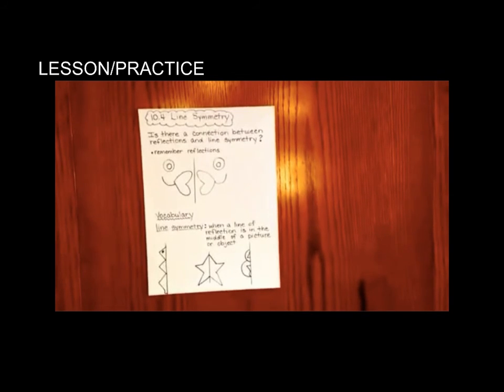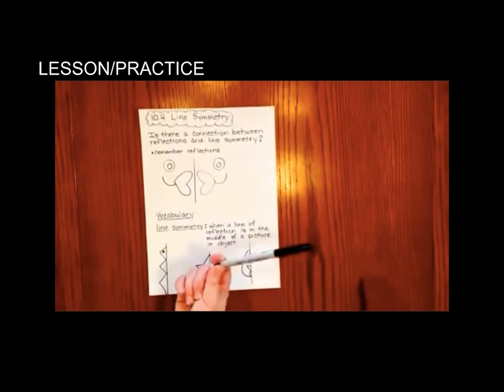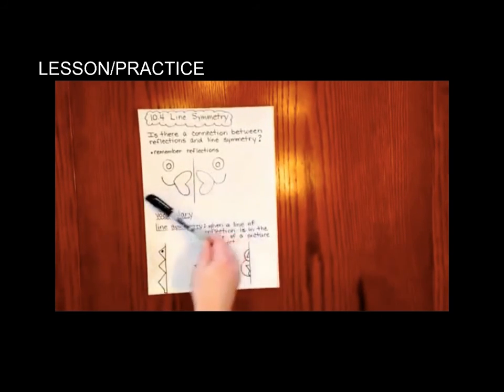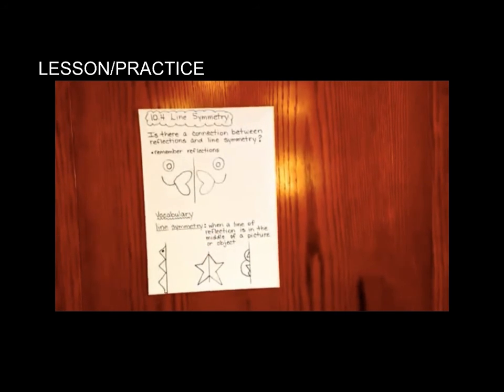Hello, boys and girls. Today we're going to talk about lesson 10.4, which happens to be about line symmetry. And I want you to be thinking as we go through the lesson today, is there a connection between reflections and line symmetry? So if you remember reflections, let's say that I have this face here on the left side. This is my pre-image, and it is facing the right. When I put my mirror on here and go ahead and reflect that image on the other side, my face is facing the left. So when we have a reflection, they usually face in opposite directions, okay?